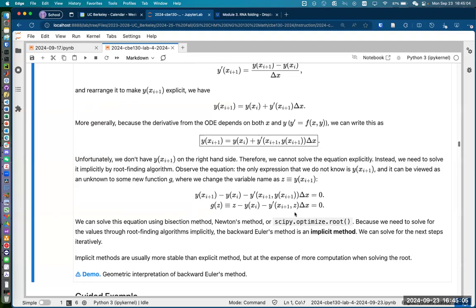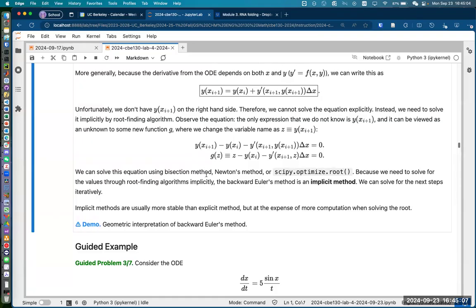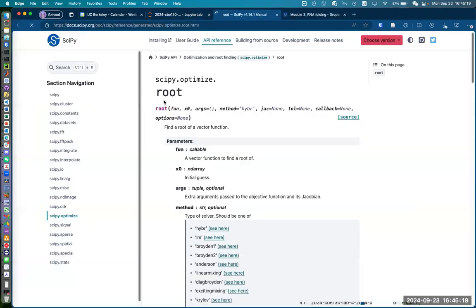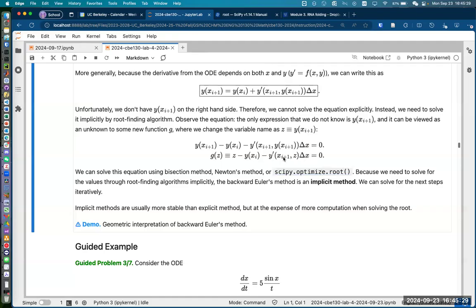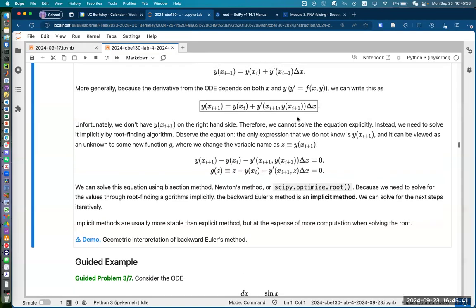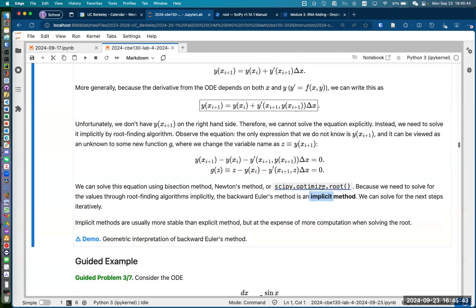And we can solve for z using the root finding algorithms that we went through in lab 1, either the bisection method or Newton's method. But to keep it simple, we can just use scipy.optimize.root. If we look at the documentation, basically we need the function that needs to be solved, the g of z that we defined, and some initial guess. And the initial guess can be very simple. We can guess x of i, as an example. Because we don't know everything on the right, we cannot solve it explicitly. So this method, backward Euler, is an implicit method because we're solving a root finding problem first.